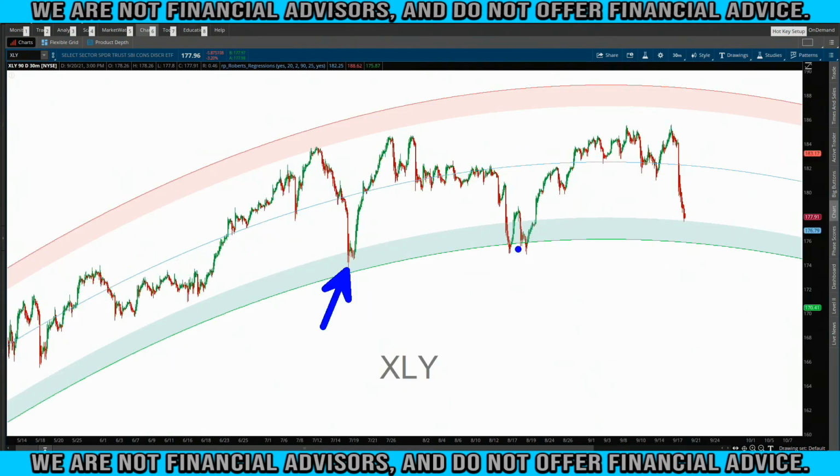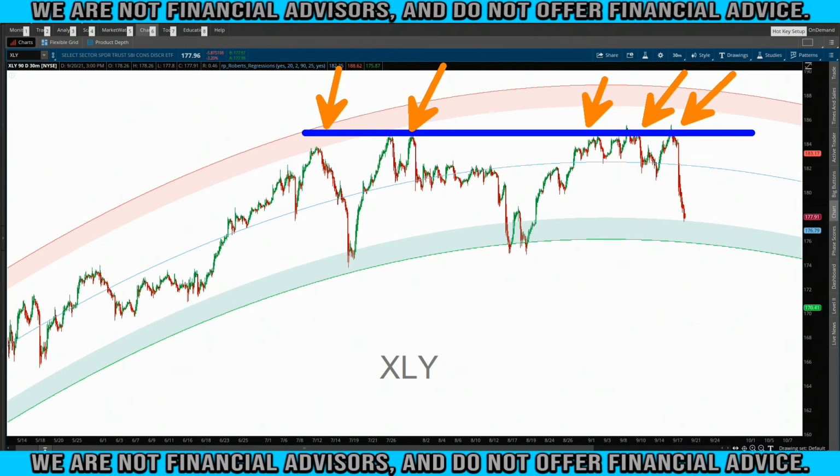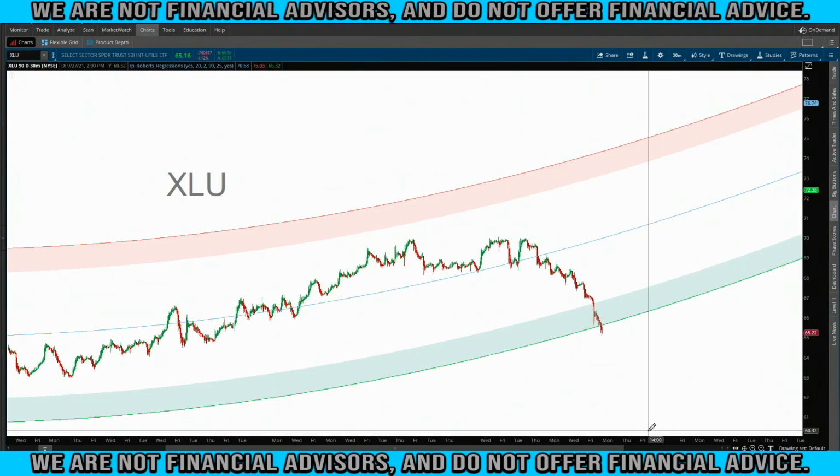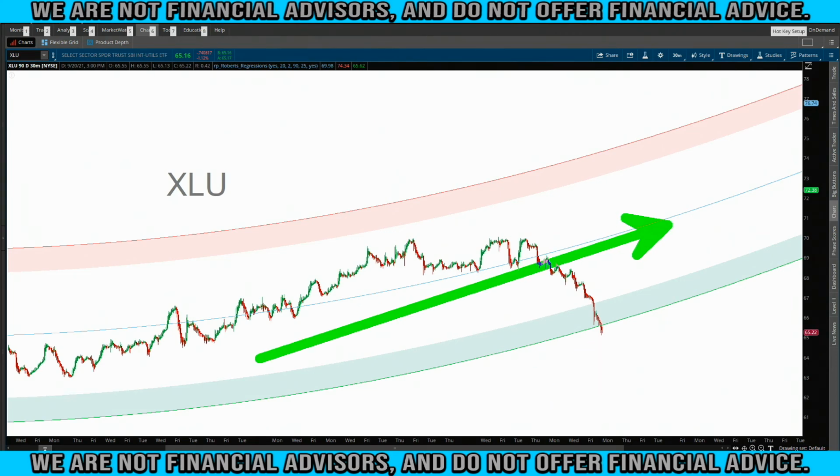XLY, uptrend, bouncing at support, great entry points back to old highs. Now that we see horizontal support, maybe a Wyckoff pattern, hitting up against resistance 5 times. As price comes down to the lower band, maybe we see a retracement up and we're able to take this lower. For right now, because we're on the underside of this band, we have to wait. XLU, another commodity, no wonder we see that at the bottom side of the band with a bullish momentum.